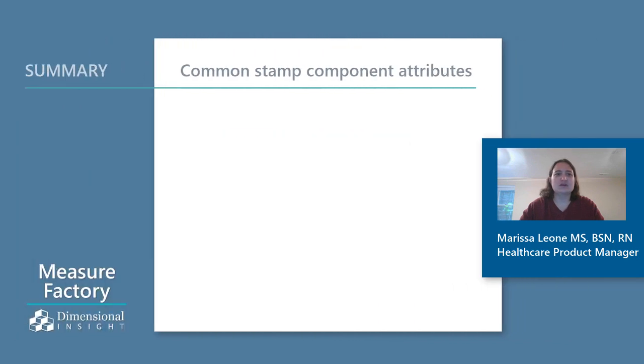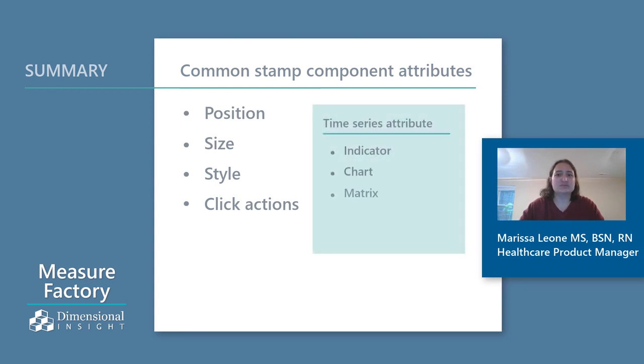So in conclusion, the attributes position, size, style, and quick actions can be used for all components, while the indicator, chart, matrix, and measures components can use the time series attribute. Each component and attribute has its own options and requirements, so we encourage consulting the help documentation for more information.